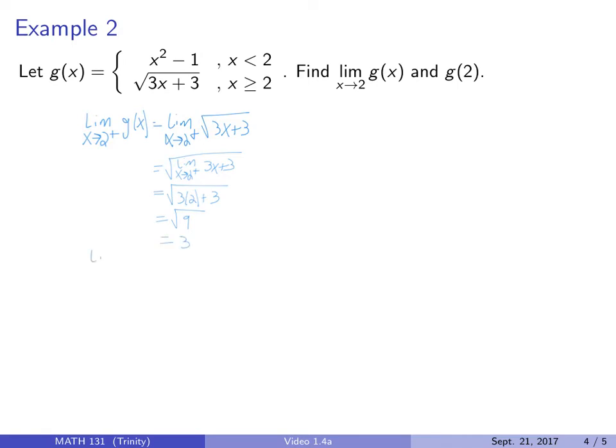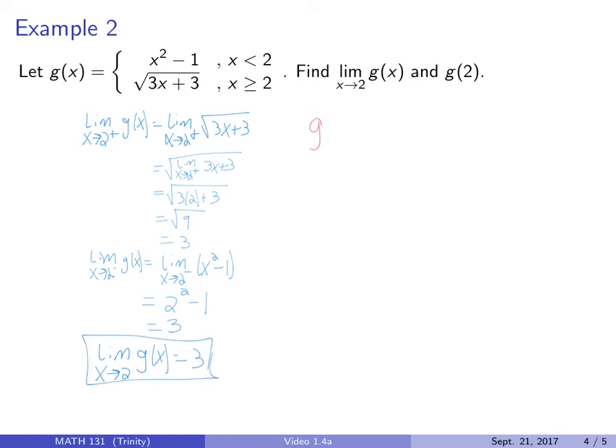Now let's compute the limit as x approaches 2 from the left of g of x, which will be equal to the limit as x approaches 2 from the left of x squared minus 1. And then again, because I have a polynomial, to evaluate this limit, we just plug in x equals 2. So we get 2 squared minus 1, which equals 3. Now, because the left-hand limit and the right-hand limit were both equal to each other, I can say that the two-sided limit as x approaches 2 of g of x is also equal to 3.